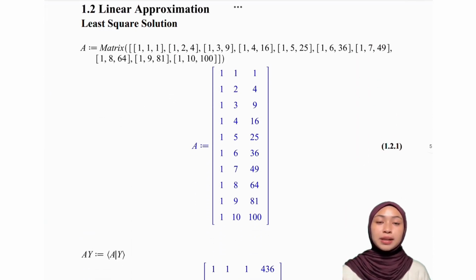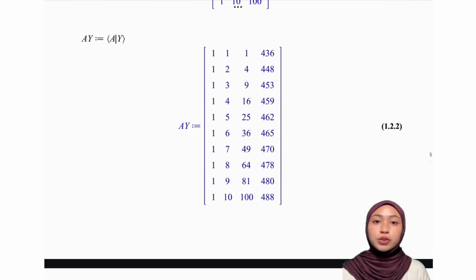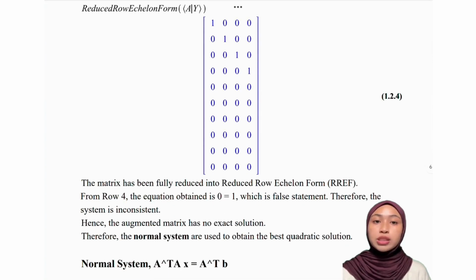To set this up as a linear system, we constructed a design matrix A. Each row of matrix A corresponds to our quadratic parameters, containing 1 for the constant term, the value of x for the linear term, and x squared for the quadratic term. We then created an augmented matrix, which is A and vector y, and computed its reduced row echelon form to see if an exact algebraic solution existed.